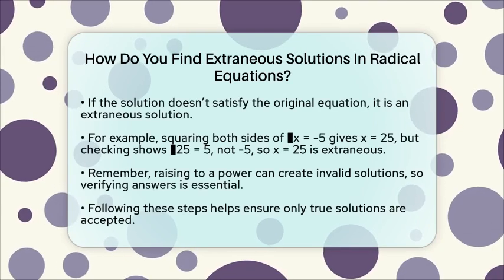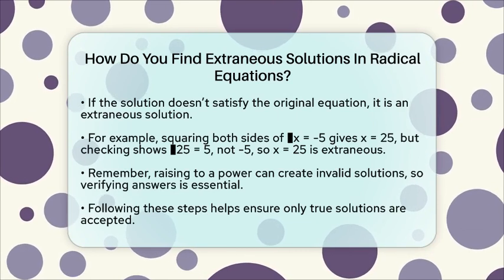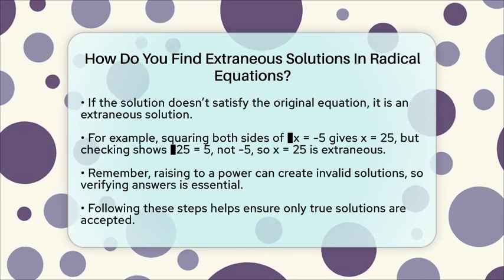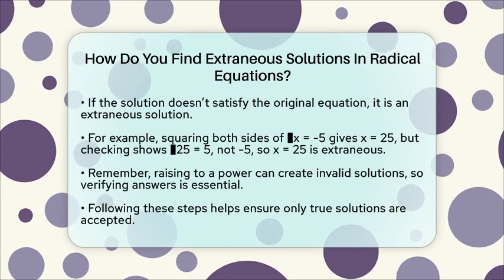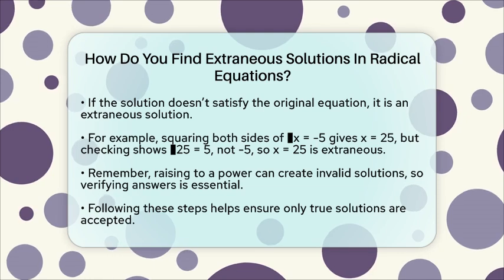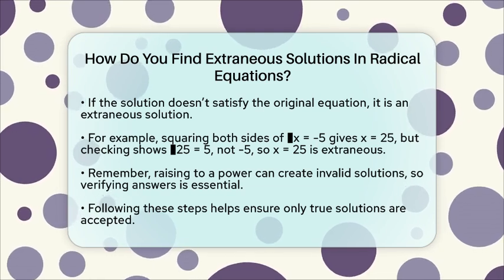Always remember, raising both sides to a power can create solutions that aren't valid, so checking is key. In summary, to find extraneous solutions, isolate the radical, raise both sides to the appropriate power, solve the resulting equation, and then check each answer in the original equation.